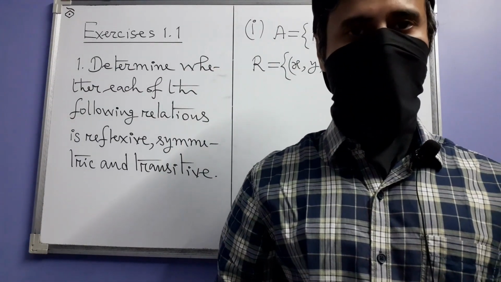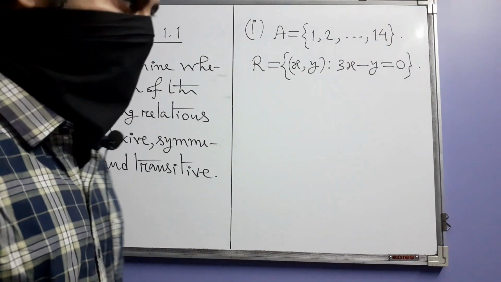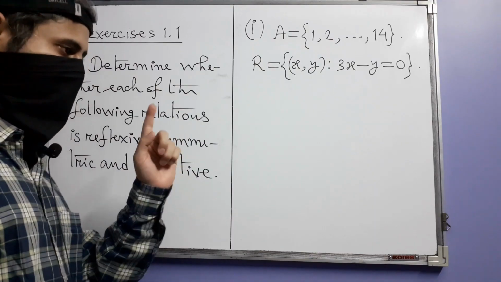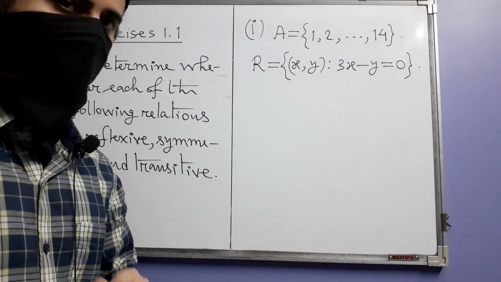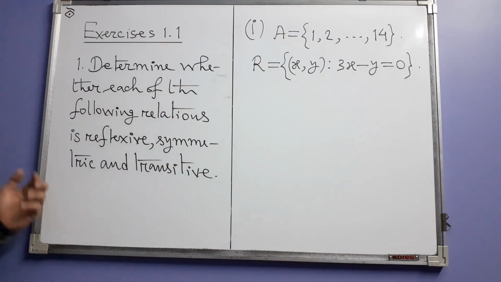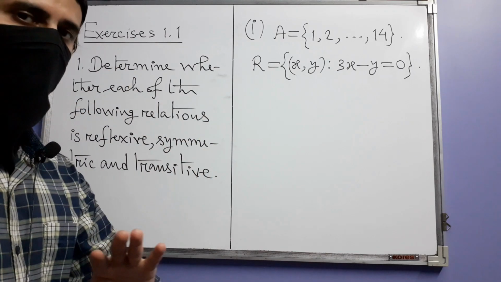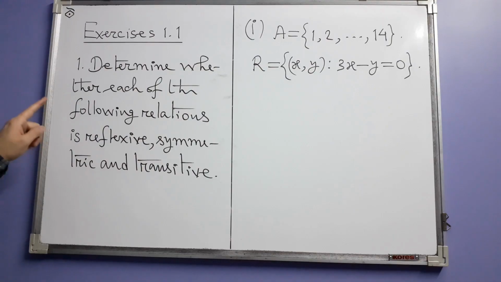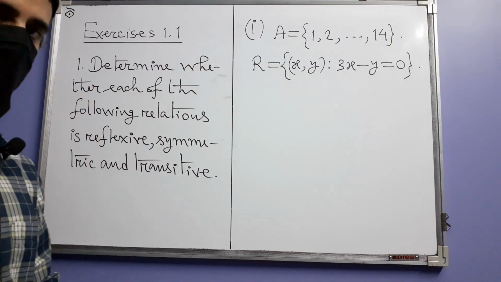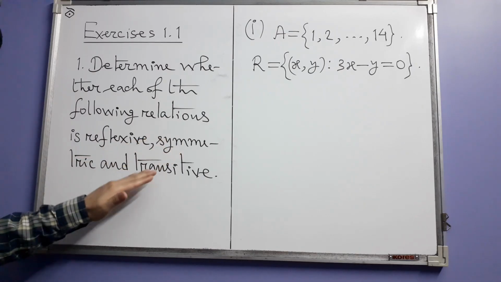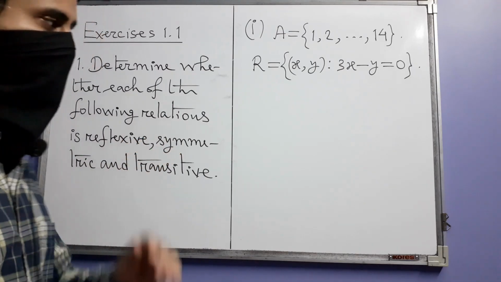Let's start solving the exercises. Our first exercise set. Today we are going to solve only exercise 1 because it has several parts. In this exercise, a set will be given. In each part, a set will be given and a relation will be given on that set. We have to say whether the relation is reflexive, symmetric and transitive.